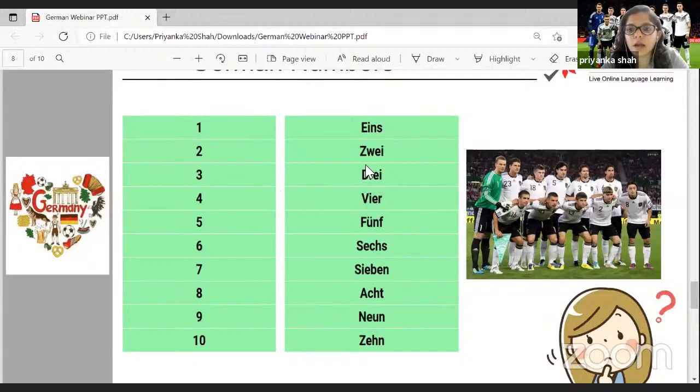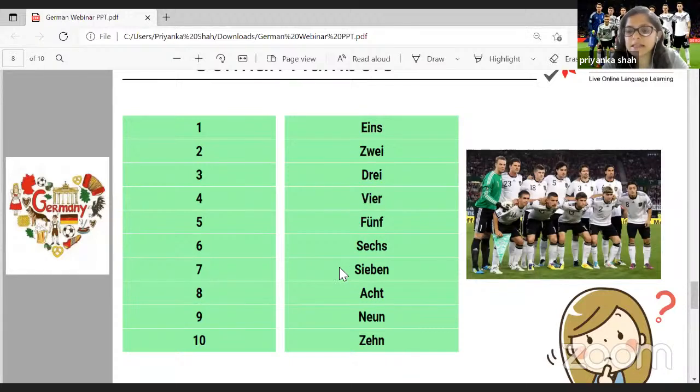One is called eins, two is zwei, three is drei, four is vier, five is fünf. Okay, eins, zwei, drei, vier, fünf.